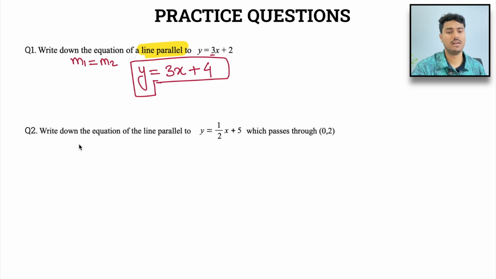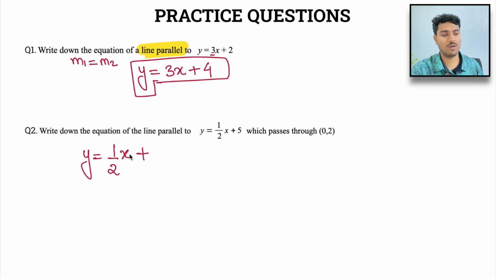Let's try question number 2 now. It says write down the equation of a line parallel to this which passes through (0, 2). So we have y equals 1 upon 2 x plus something, and it passes through (0, 2). So the x component is 0 and the y component is 2. It says write down the equation of a line which is parallel to this but passes through (0, 2).